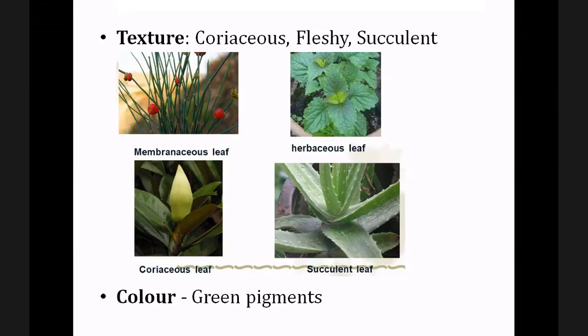Some are herbaceous, soft. Some are succulent, for example aloe vera. Succulent leaves have thick fleshy tissue and are adapted to store water. And based on color, leaves normally have green pigments. This is all about leaves.